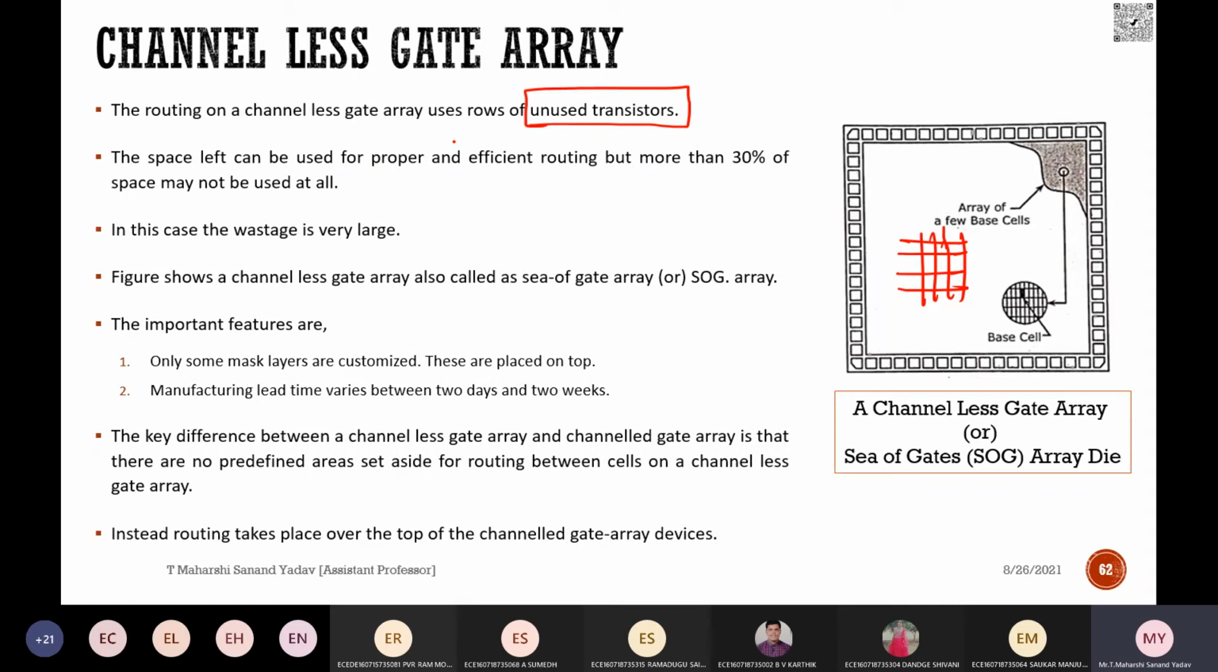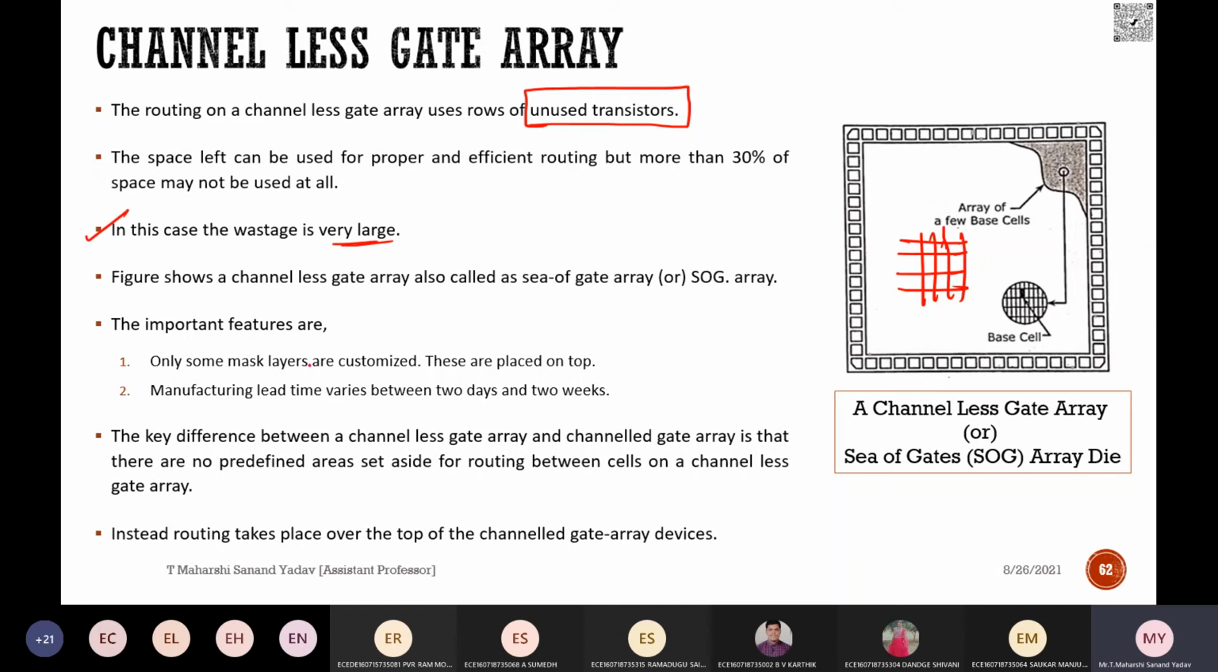Which one will be better, channel-less or channeled? And will the density of components be more in channel-less or channeled? Channel-less is used. Why? Because of the density, more components we can accommodate, but the disadvantage is that routing is not easily possible, so in this case wastage is very large.